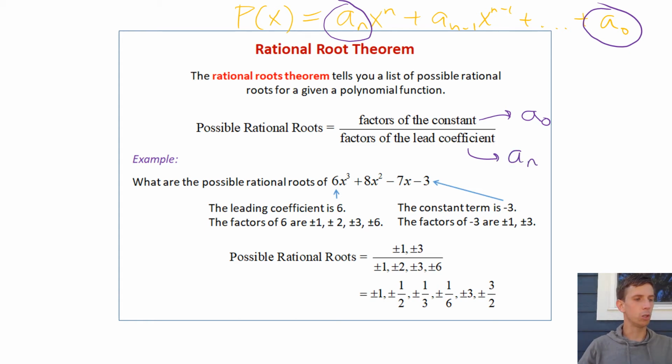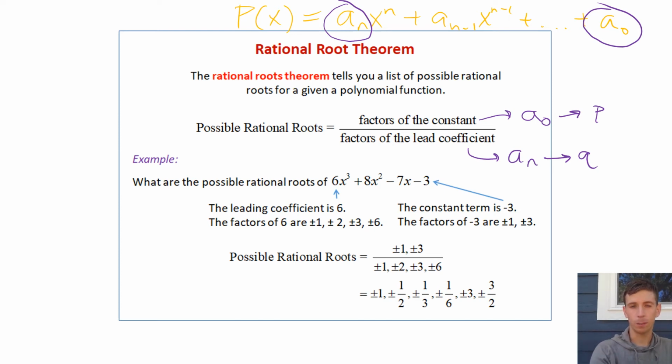Okay, and usually we call the factors of the constant term, we call those values p. The factors of the leading coefficient, we call those q. So really to generate our list of roots, we'll just call it p over q. So here's an example down here, we have this polynomial.